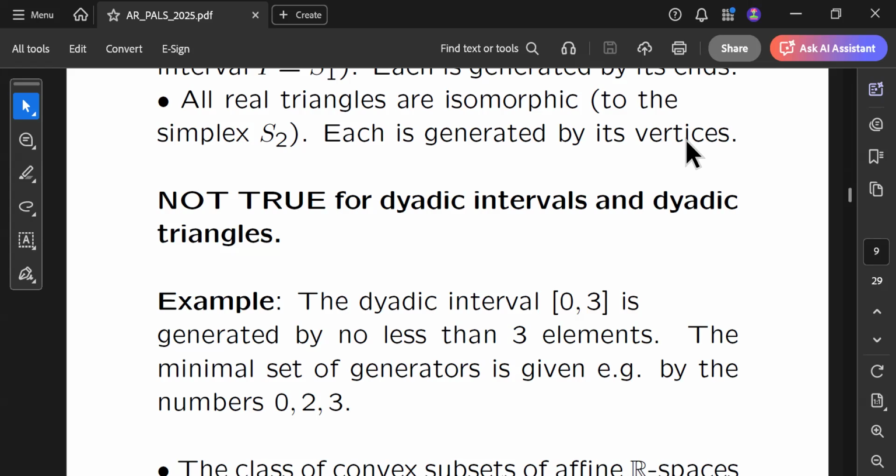And to see how it is with triangles, take the triangle with 0 and 3 on the x-axis in the plane, and a third vertex at 1 on the y-axis. You can easily see that these 3 vertices do not generate the polytope, because you cannot get all the points of the side joining 0 and 3. So again, this triangle cannot be isomorphic to the two-dimensional simplex.